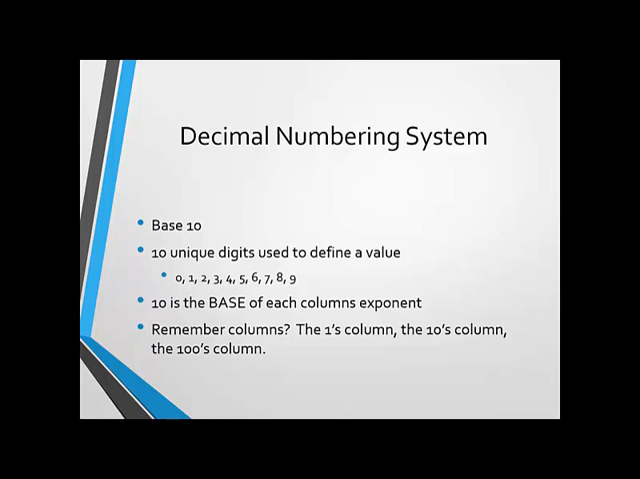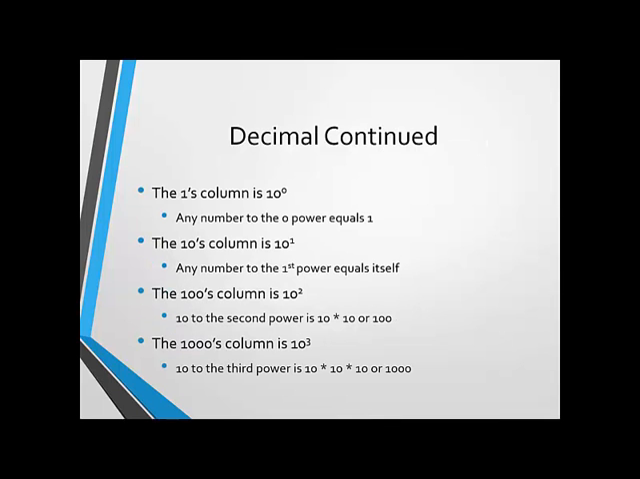We're used to working with base 10, the decimal numbering system. Base 10 gives us 10 unique digits, and we use those digits to define a value. Our digits are 0 through 9. 0 counts. 10 is the base of our columns in our exponential value. This is how we get our ones column, our tens column, and our 100s column. The ones column is 10 to the 0 power. Now you see what I was talking about, I hope.